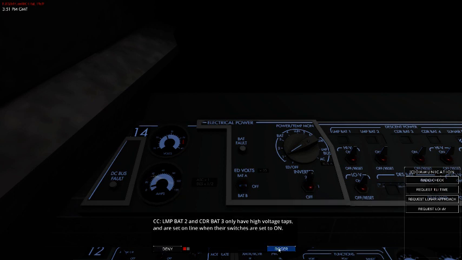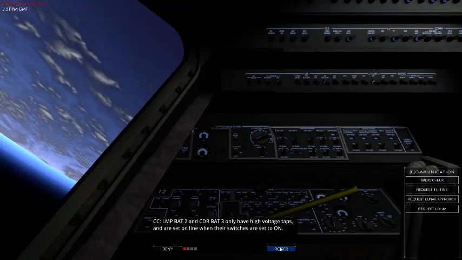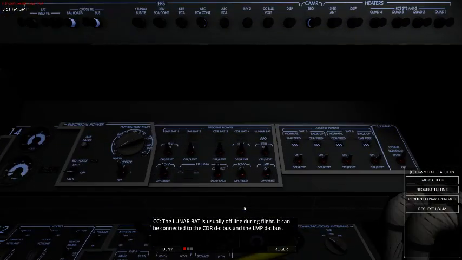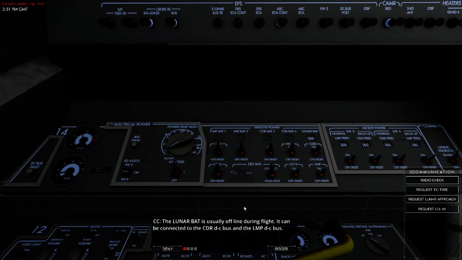LMP bat 2 or CDR bat 3 only have high voltage taps on and are set online with their switches. Right, so the lunar battery is usually offline during flight. It can be connected to the CDR DC bus and the LMP DC bus. The other batteries are connected to the LMP bus if they indicate LMP bat 1 and 2, and the CDR bus if they indicate CDR bat 3 or 4.